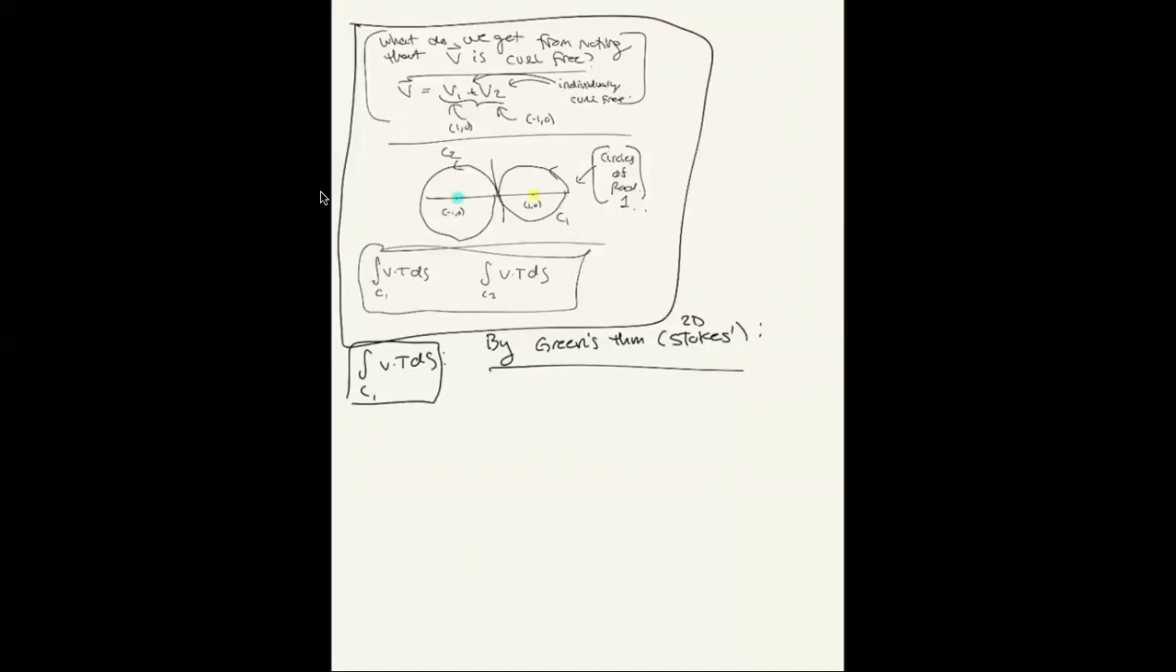This is incorrect. That the integral over C1 of v dot t ds is going to equal the double integral of the curl of v dA over my region R, where this is region R. And you might be tempted to say that's the double integral of 0 dA, which is 0. That's incorrect, because you can only apply Green's theorem if there is no singularity of the vector field within the solid region, within the full R. The issue is that our circle contains that yellow point.